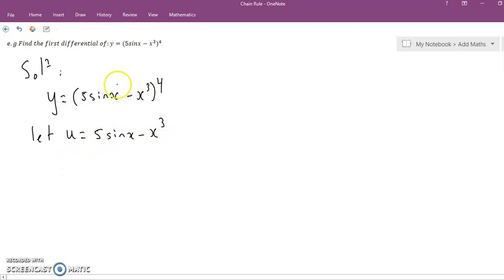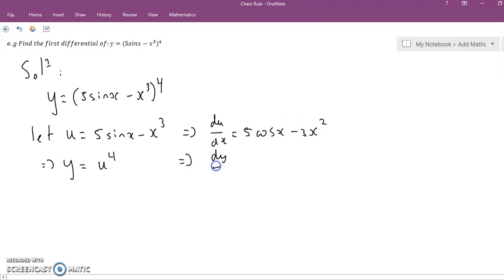If u is equal to everything on the inside here, this will imply that y is equal to, replace this with u to the power of 4. So now we have two separate functions, two distinct functions. So you can now find du dx. So du dx, the differential of 5 sine x is 5 cosine of x minus the differential of x cubed is 3x squared. And dy du is equal to, you bring down the 4, so it becomes 4u, reduce the power by 1 to the power of 3.